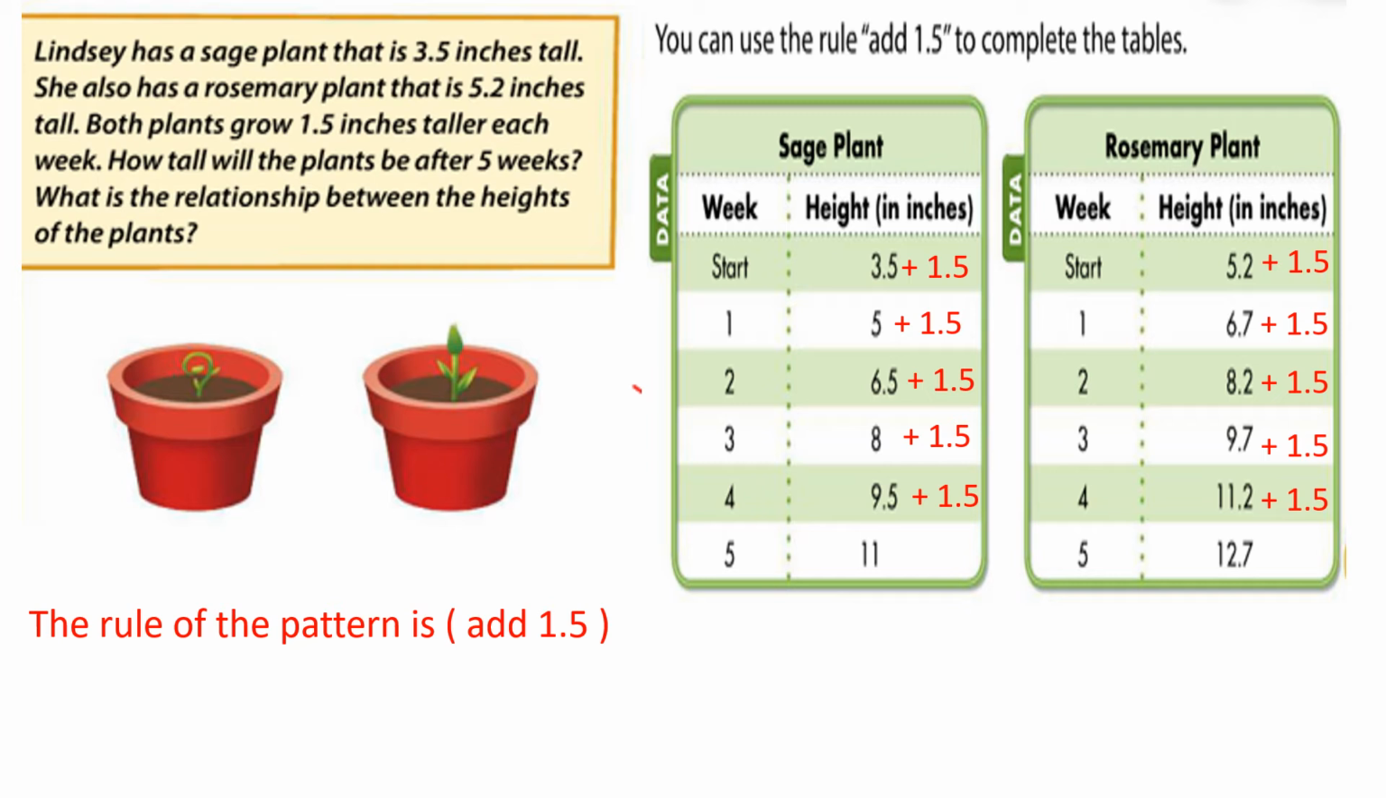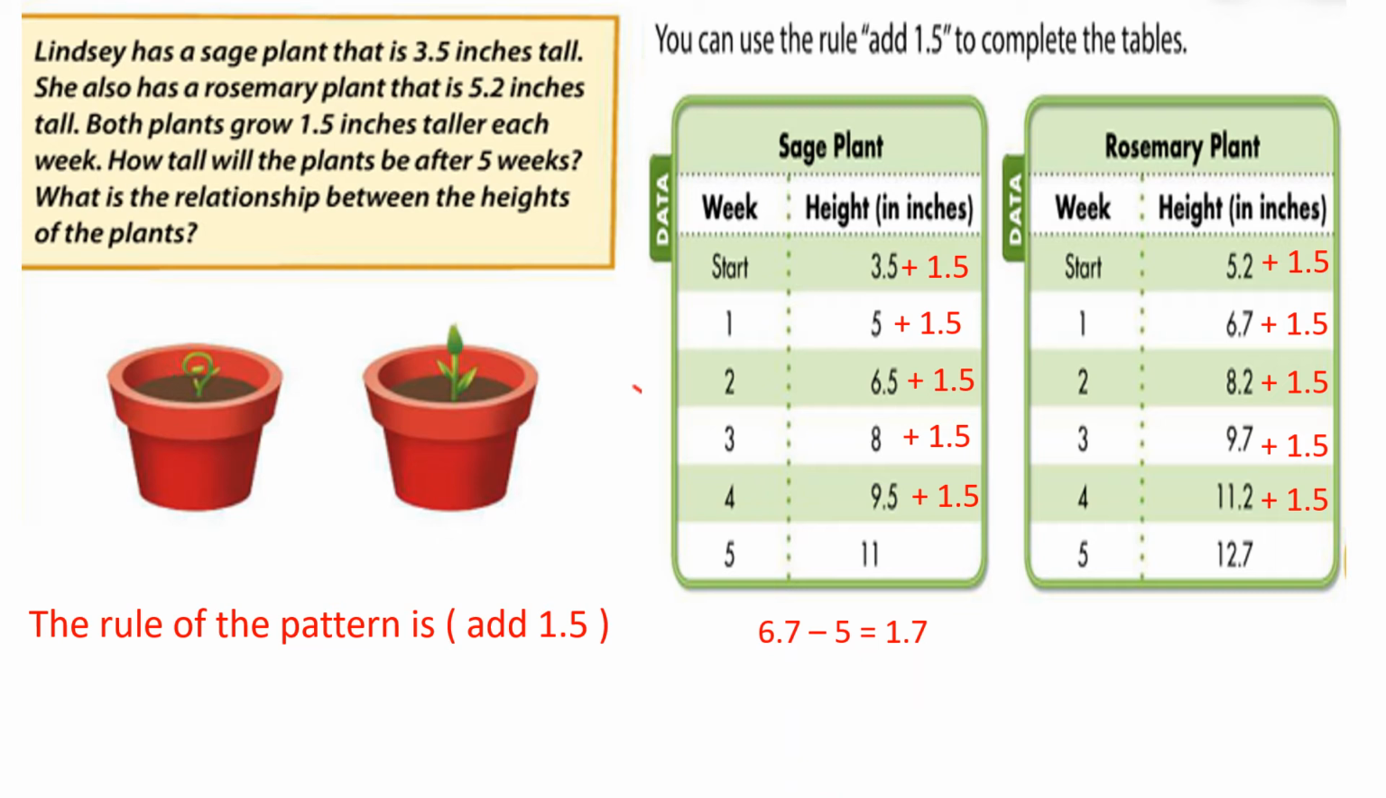After that, what is the relationship between the heights of plants? The heights of the plants, guys. First, look at the table. Okay, and I want you to get the difference of height between both plants. Take any two numbers for the same week. For example, for the second week, or for the third week. For the third week, the sage plant was what? The sage plant was 8 inches tall, and the rosemary plant was 9.7 inches tall. Just subtract them. What will I get?